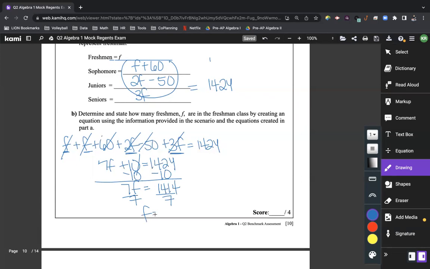That don't sound right. 1414 divided by 7, 202. Okay. So it says determine and state how many freshmen are in the class. So you would have to write there are 202 freshmen. Or freshies, like you guys.